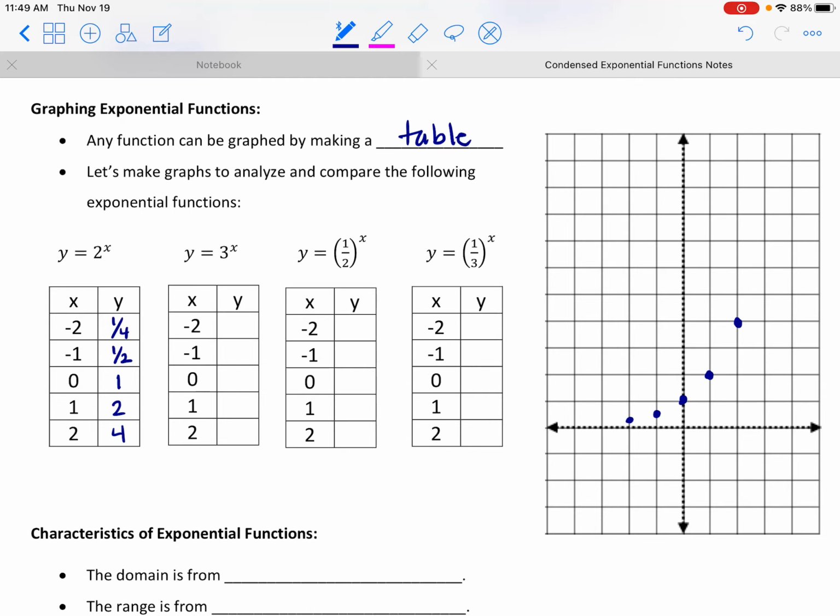Now, what's going to happen as we continue? If we were to continue picking, let's say, bigger values of x, so 2 to the third would make 8, 2 to the fourth would make 16, 2 to the fifth is going to make 32. As we continue picking bigger values of x, so going along the x-axis here, the graph is going to start growing really fast, right?